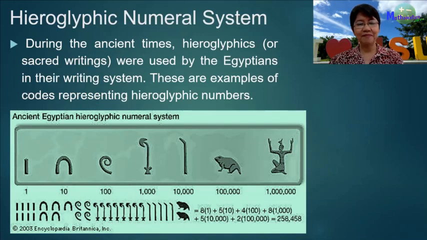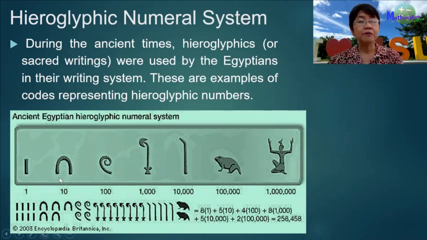Hieroglyphic numeral system. During the ancient times, hieroglyphics, or sacred writings, were used by the Egyptians in their writing system. These are examples of the codes representing hieroglyphic numbers. So we have the number 1, which is used for writing 1 to 9. You just collect 9 sticks, and then you have the number 9.